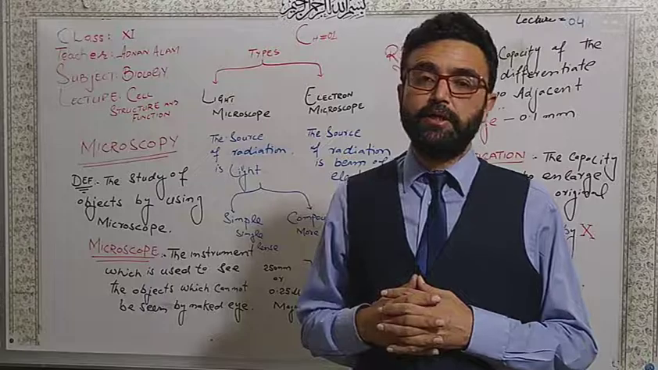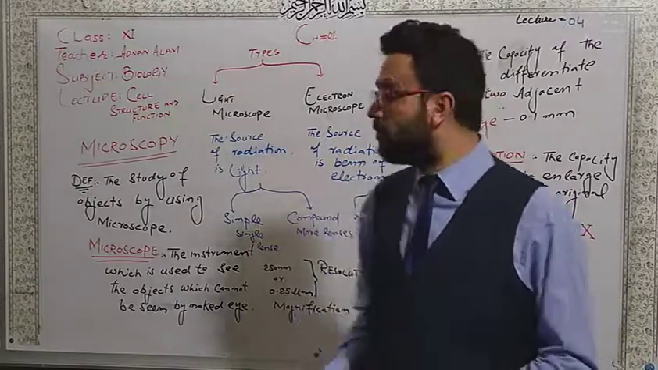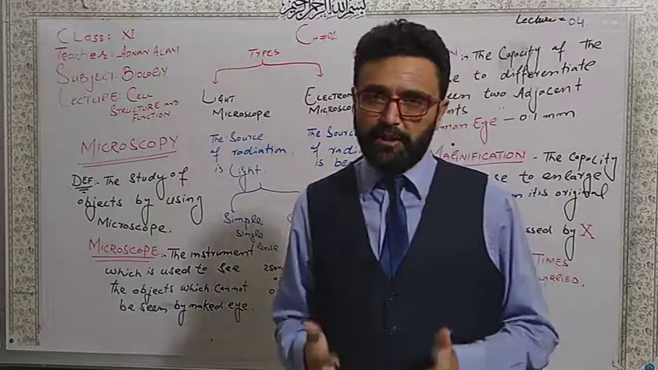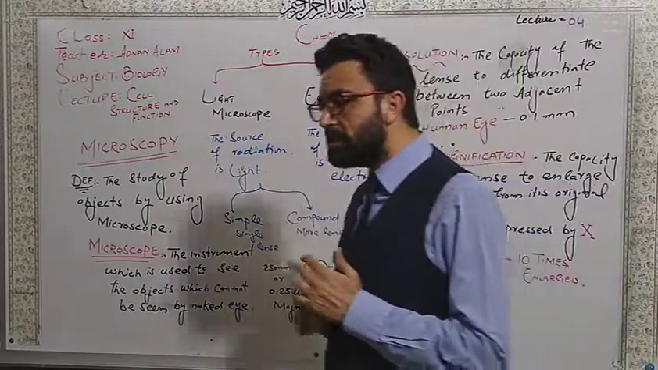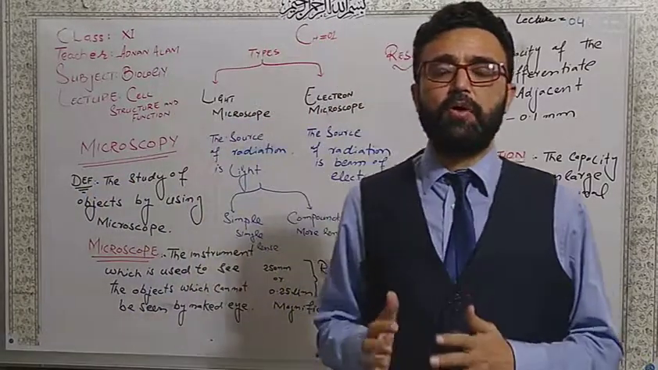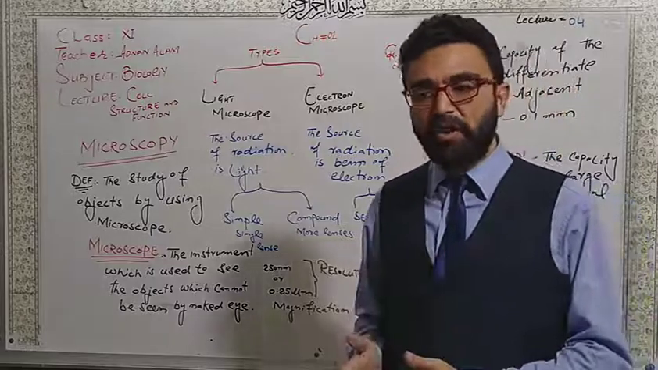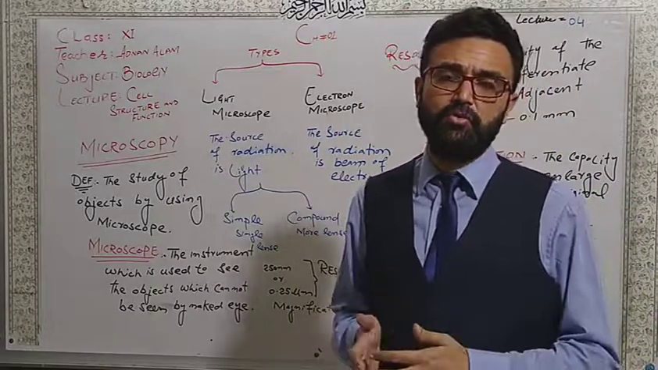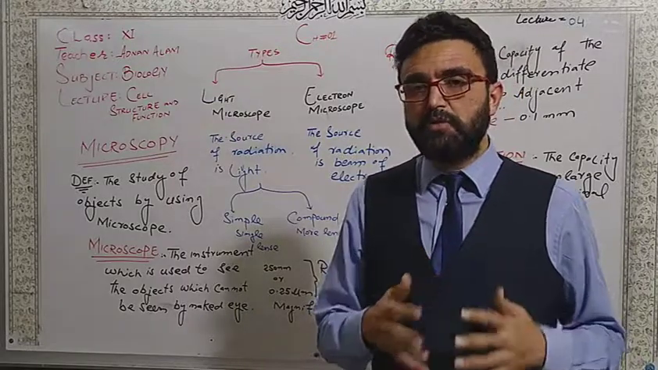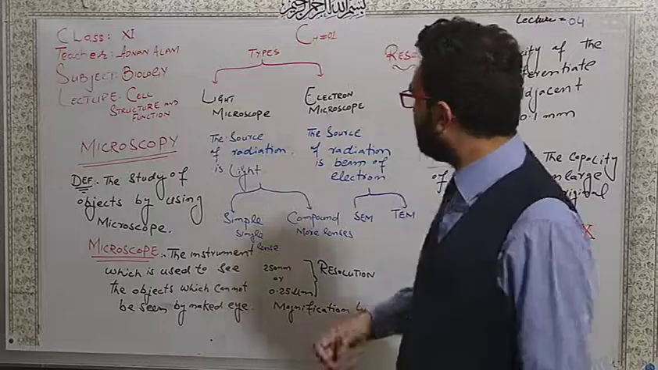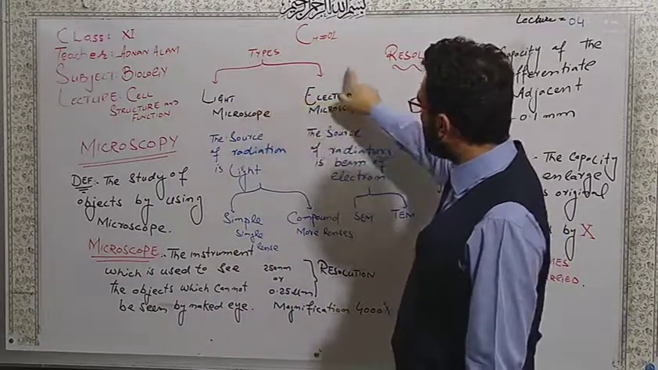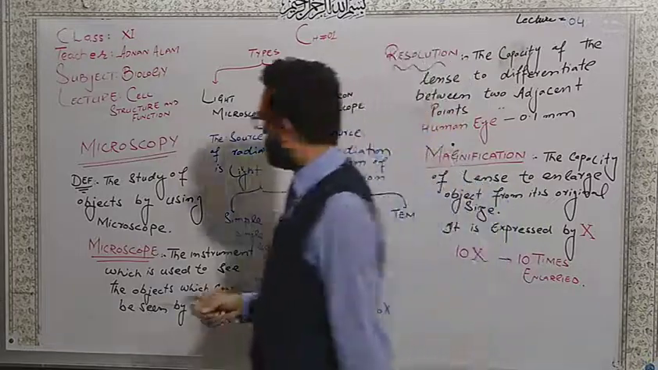It needs an instrument for the study, and the microscope is the instrument through which we study those objects which can't be seen with the naked eye. So in cellular biology especially, this technique is very important, and without a microscope, we cannot study the cellular structure. Now, what are the types of microscope? One is called the light microscope and one is called the electron microscope.